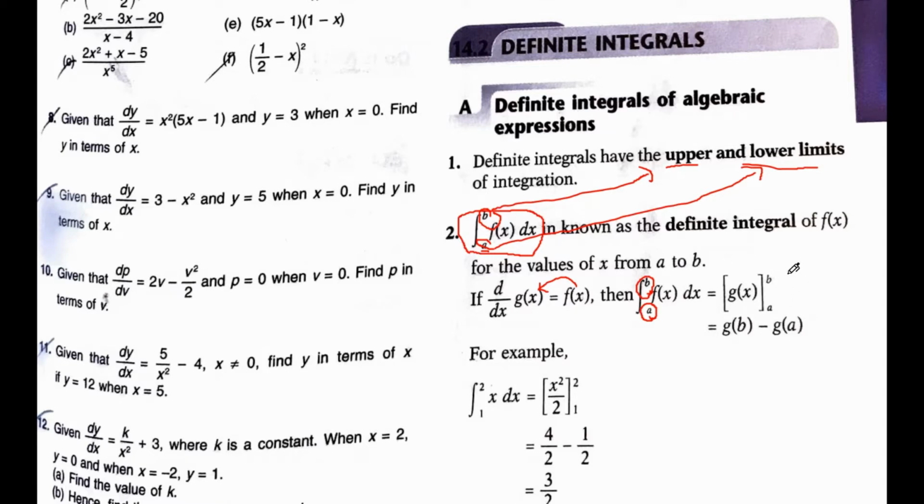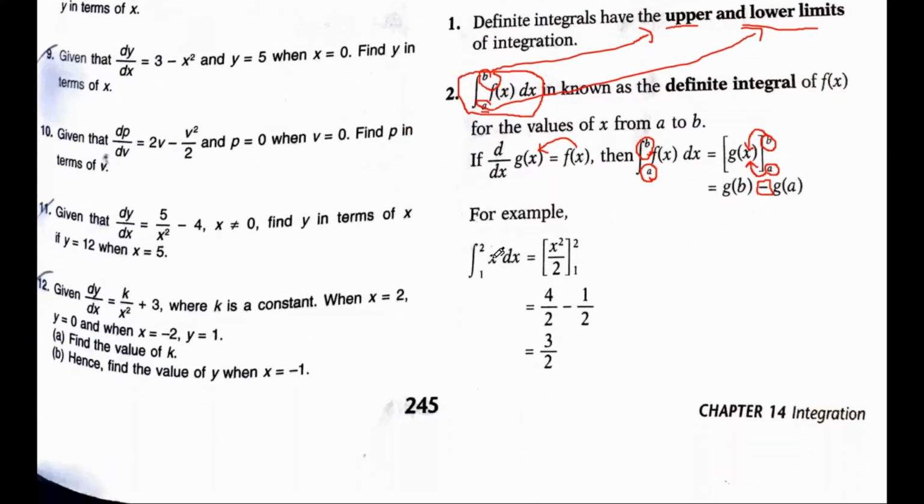And then what to do with this from a to b? We substitute b for the x here. So you will have function g in terms of b. And then minus, after that we substitute a for x here. Function g in terms of a. Okay, so this is the formula. First we substitute the upper limit for the x here, and then you put minus, substitute a for x here. Okay, so this is the formula. Okay, let's look at the example.